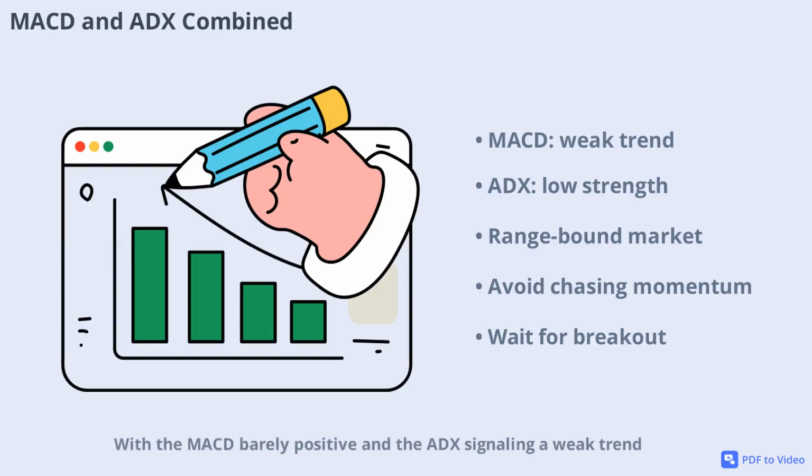With the MACD barely positive and the ADX signaling a weak trend, QCOM is in a classic range-bound environment. This means that strong directional moves are unlikely until a clear breakout or breakdown occurs. Traders should be cautious about chasing momentum and instead focus on range-based strategies or wait for a decisive move.